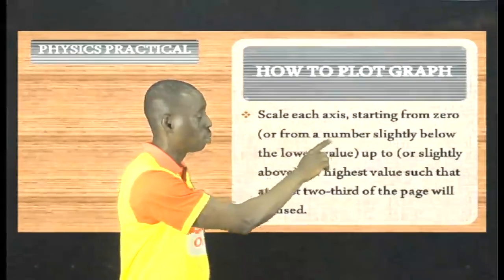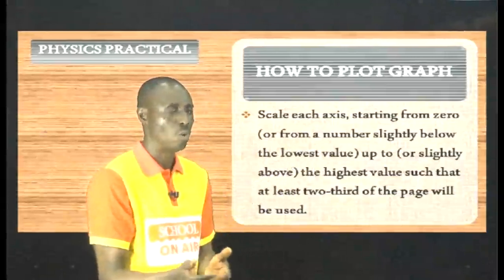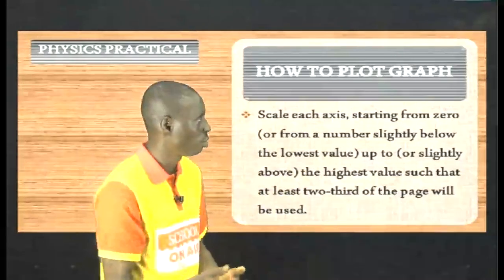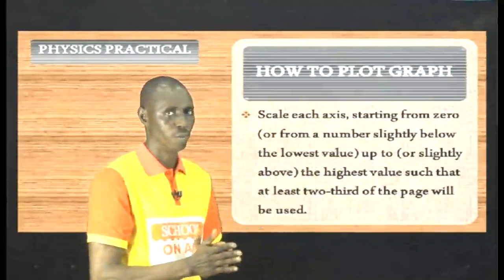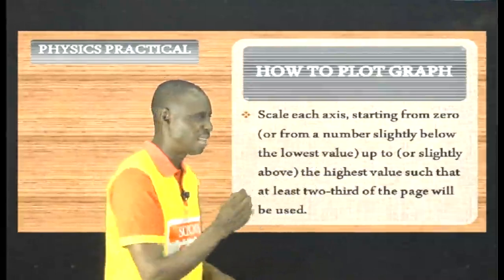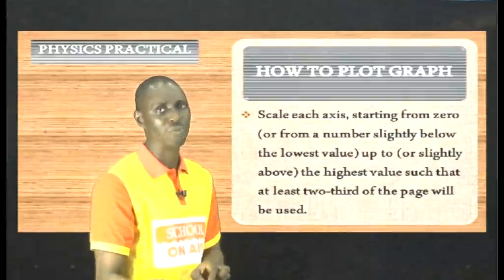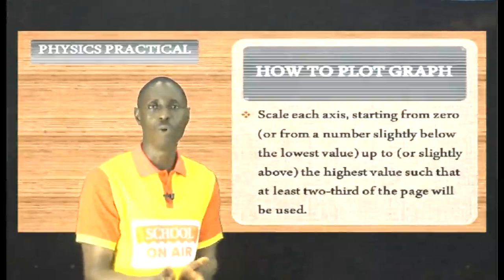So you have to scale each axis. You have to start from 0. But there may be instances in the exam when you may not actually need to start from 0. But starting from 0 is a standard. So you have to start from 0 or from a number that is slightly below the lowest value. Why? So that there will be allocation for the lowest value on your graph, so that we can easily see the lowest value on your graph.